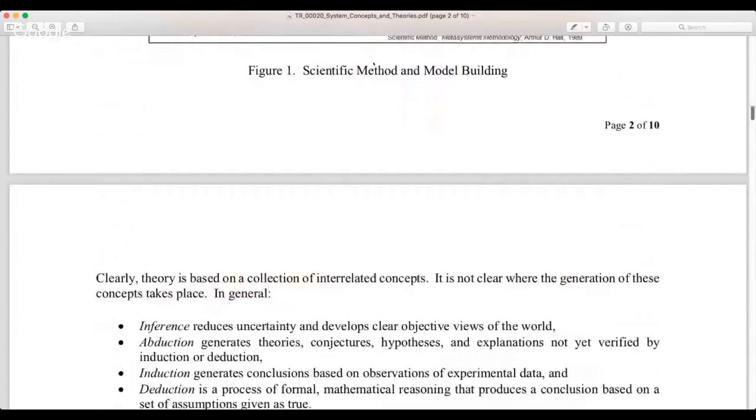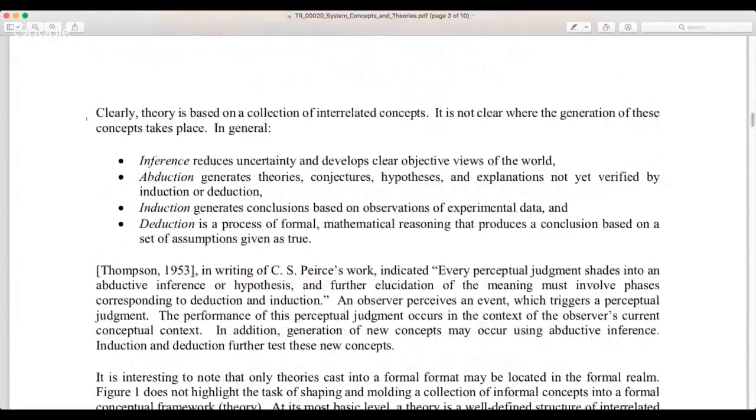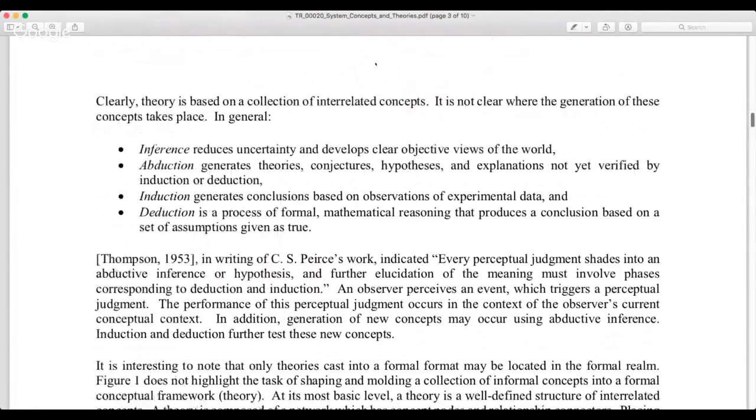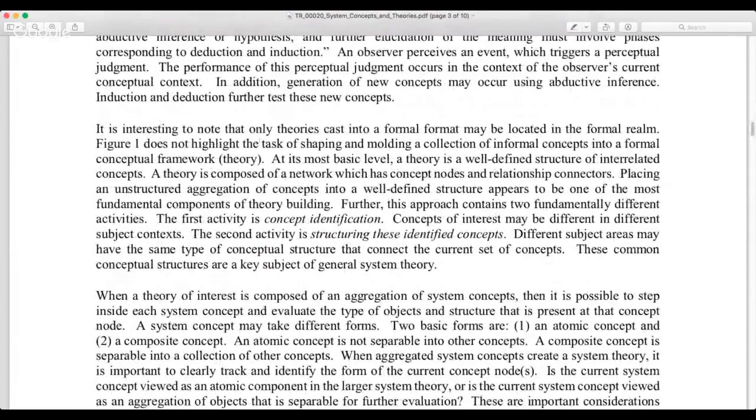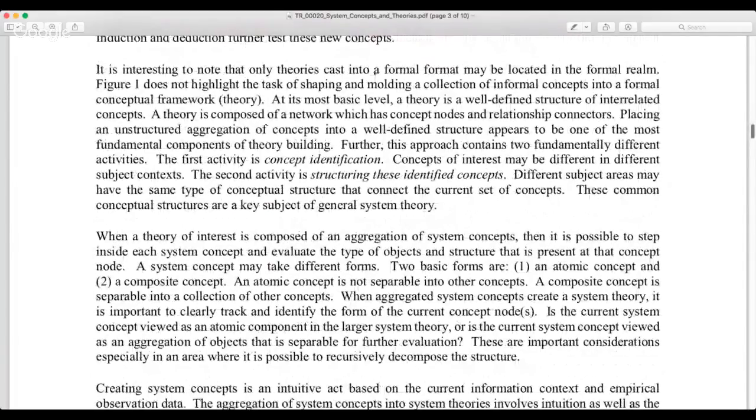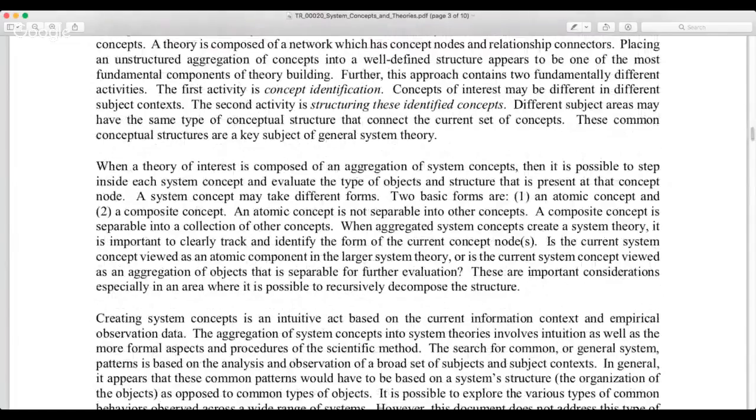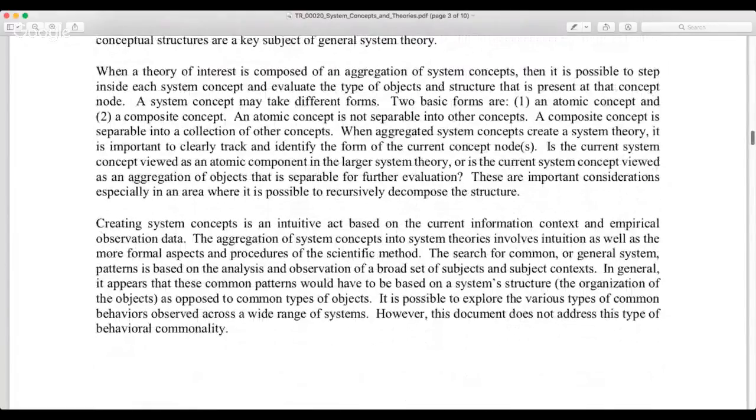And then let's see, we talked about inference, abduction, induction, and deduction, and how these work together. And we were talking about concept identification and then structuring the identified concepts, structuring them as either an atomic concept or a composite concept. And then these are attributes of a concept, of course. And then we were talking about how essentially we could use those in further classifying theories and concepts.